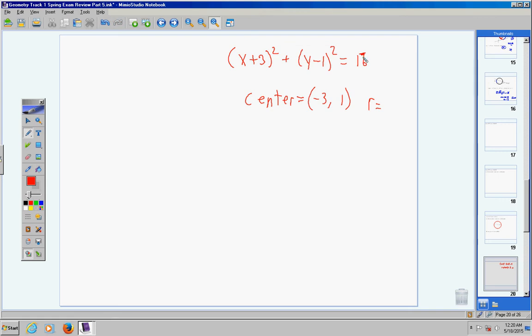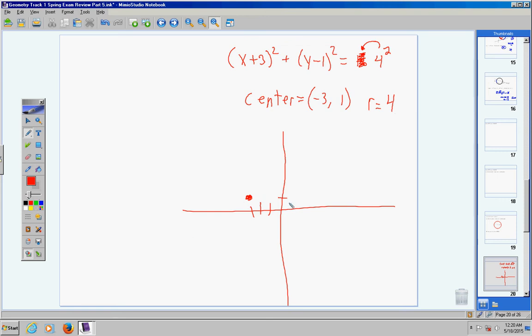So if I have 16 over here, I have to rewrite that with a power of 2. Well, 4 squared is the same thing as 16. So instead of putting 16, I'll put 4 squared. Now, the radius would then be 4. So now I'm ready to graph this thing. Actually, it should be really simple. The center is -3, +1. There we go.